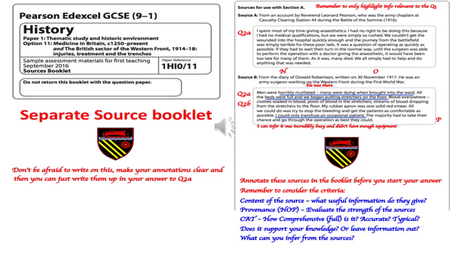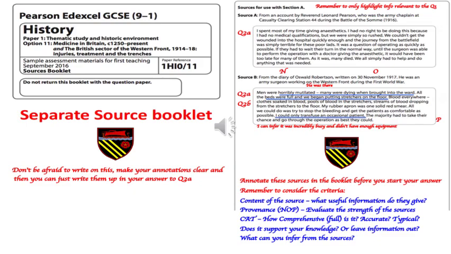How comprehensive or full is it? How accurate is it? Absolutely true. And is it typical of this type of source? And is its nature useful? What it is? Is its origin useful? When it's from? And is its purpose useful? What is it trying to achieve? Or are there limits to its usefulness based on those things?